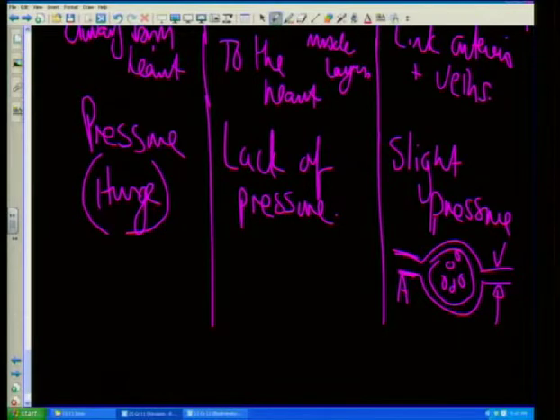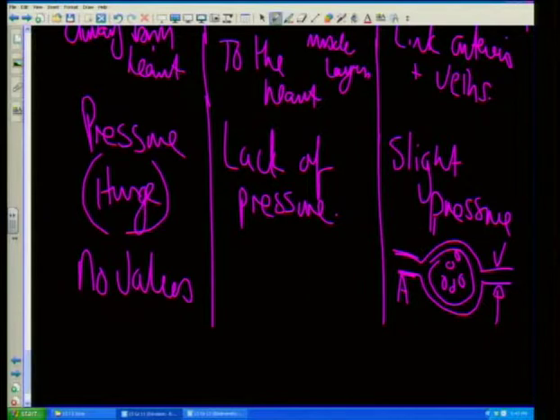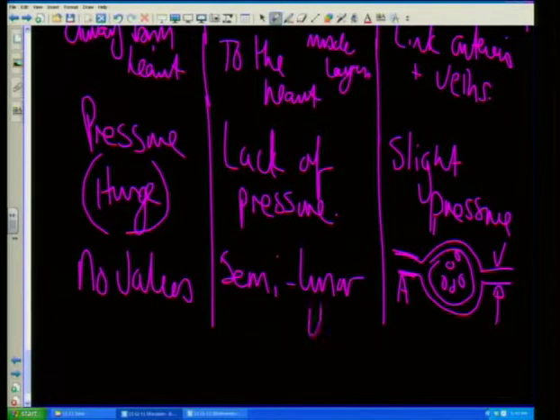So there's pressure, here there isn't pressure, and this is why there are no valves in your arteries, whereas in your veins we have semi-lunar valves. And clearly in your capillaries there are no valves.